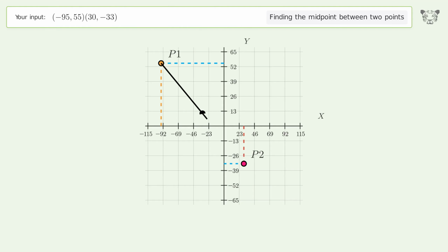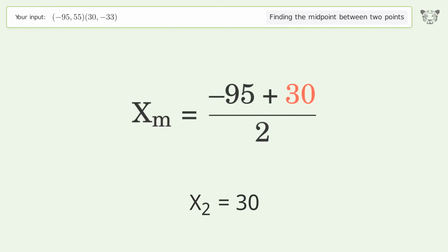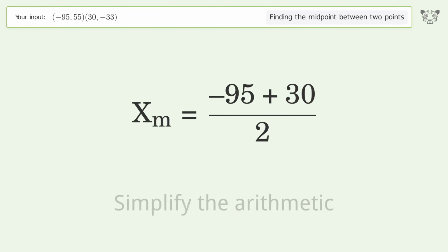Use the x values in the midpoint formula to find the midpoint's x. x1 equals -95. x2 equals 30. Simplify the arithmetic.